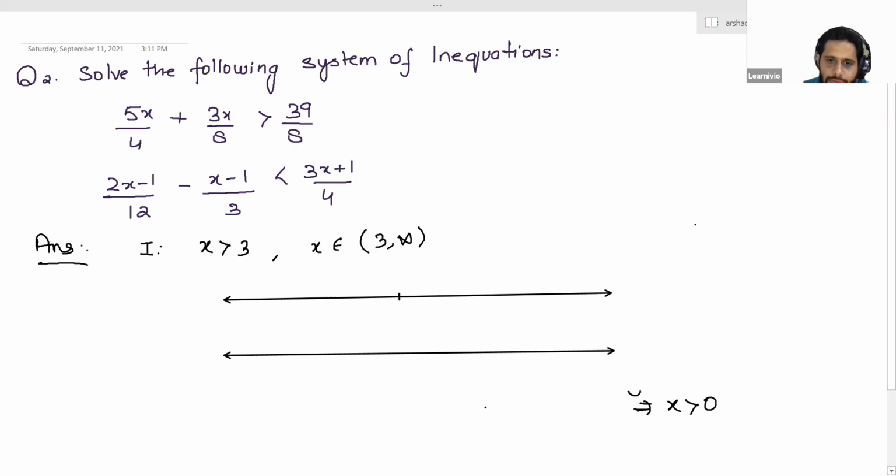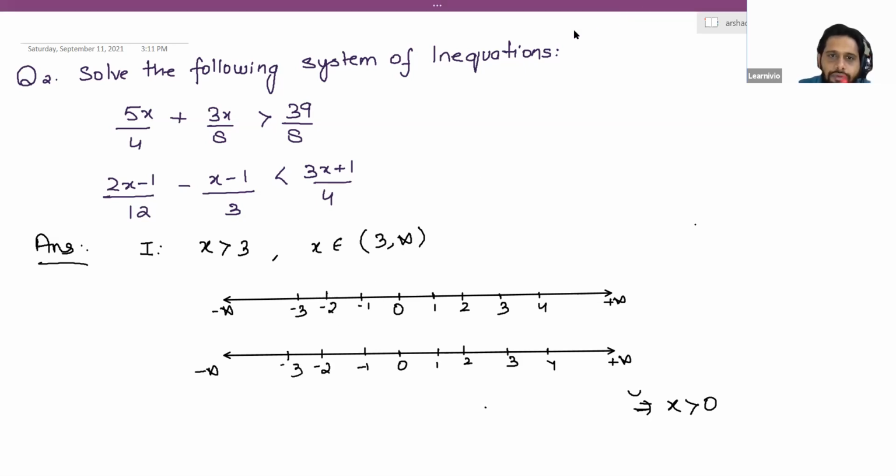Okay, so this is 0. This is 1. This is 2. This is 3. This is 4. This is minus 1. This is minus 2. Minus 3. This is minus infinite. This is plus infinite. This is minus infinite. This is plus infinite. So this is 0, 1, 2, 3, 4, minus 1, minus 2, minus 3 and so on.